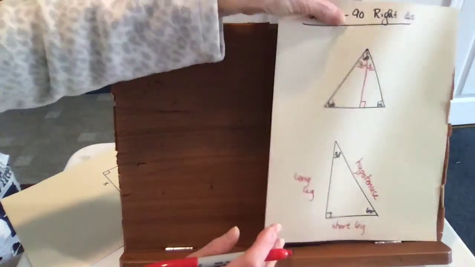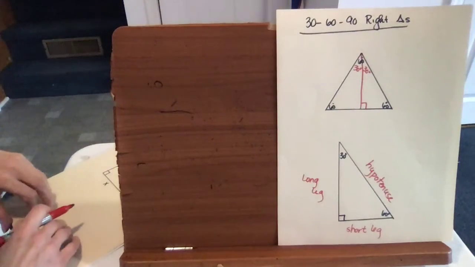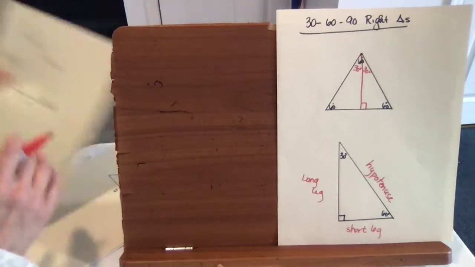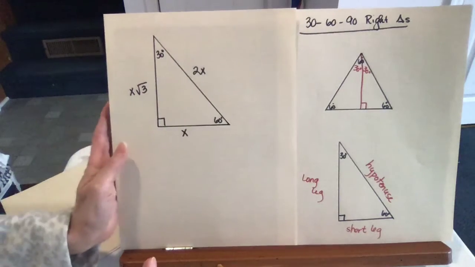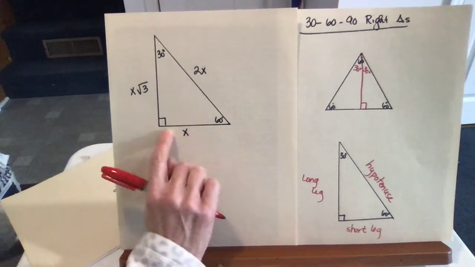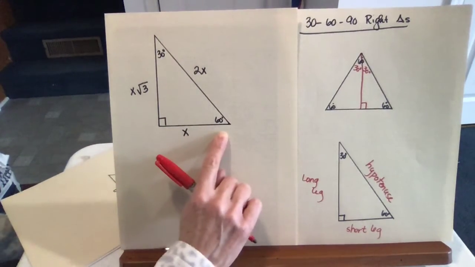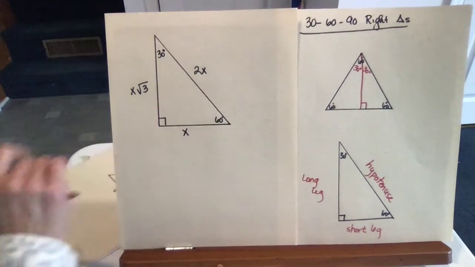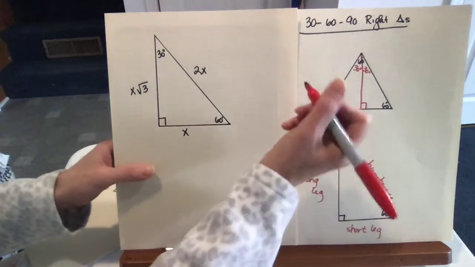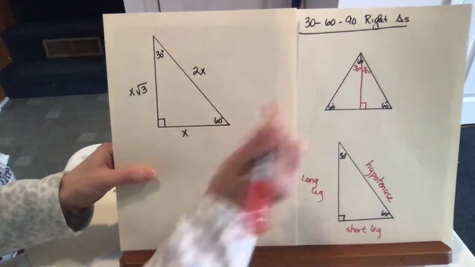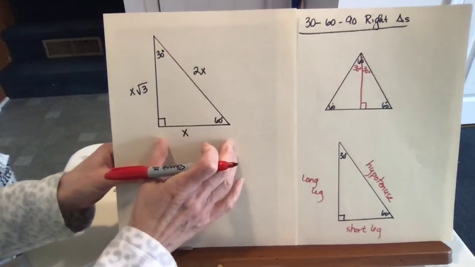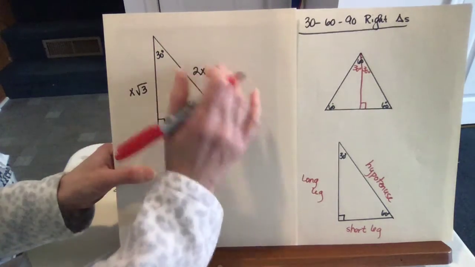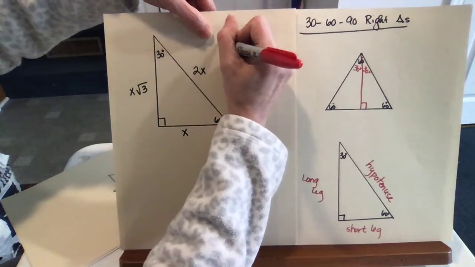So let's keep that here, because we have a relationship between those sides, and those rules are the following. Everything's based off the short leg. If the short leg is x, then the hypotenuse is 2x, and the long leg is x radical 3. So our short leg is the key to getting the answers for the long leg and hypotenuse. So let's write our rules.